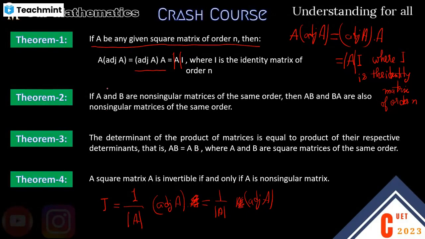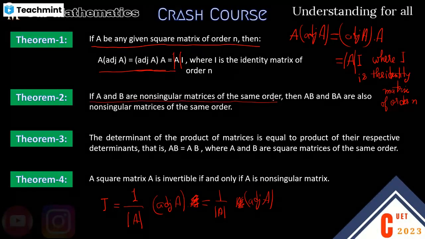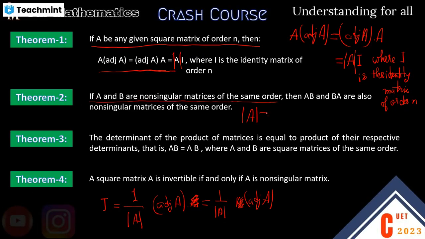Theorem 1 says A into adjoint of A is equal to adjoint of A into A is equal to determinant of A into identity matrix. Okay, then next is theorem 2: if A and B are non-singular matrices of the same order, that means determinant of A is not equal to 0 and determinant of B is also not equal to 0, then AB and BA are also non-singular matrices of the same order.